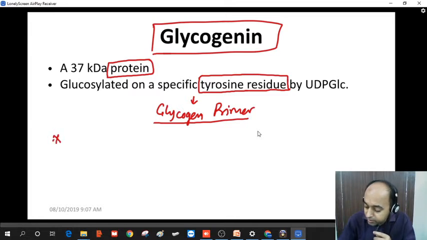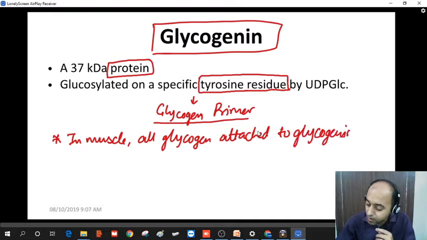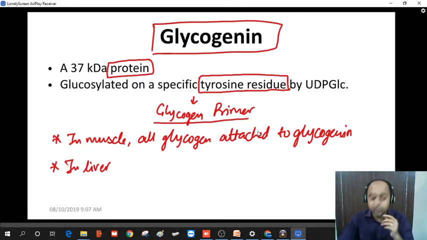Now here another difference is there. In muscle, all glycogen is attached to glycogenin. Reason being, the concentration per unit mass in muscle of glycogen is comparatively less, so there is sufficient amount of protein to be attached to all the different glycogen molecules. But in liver, it's not so. In liver, the concentration of glycogen per unit mass is very high.